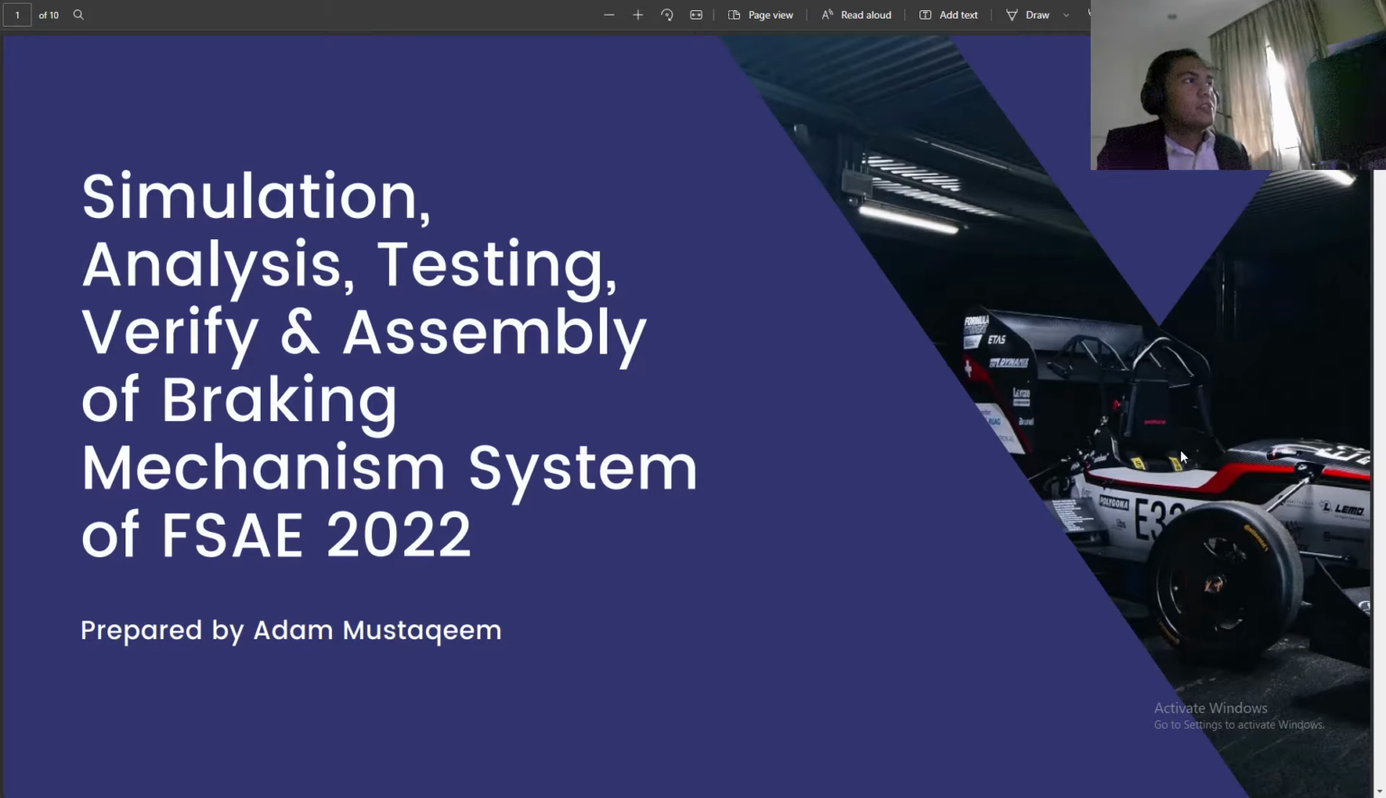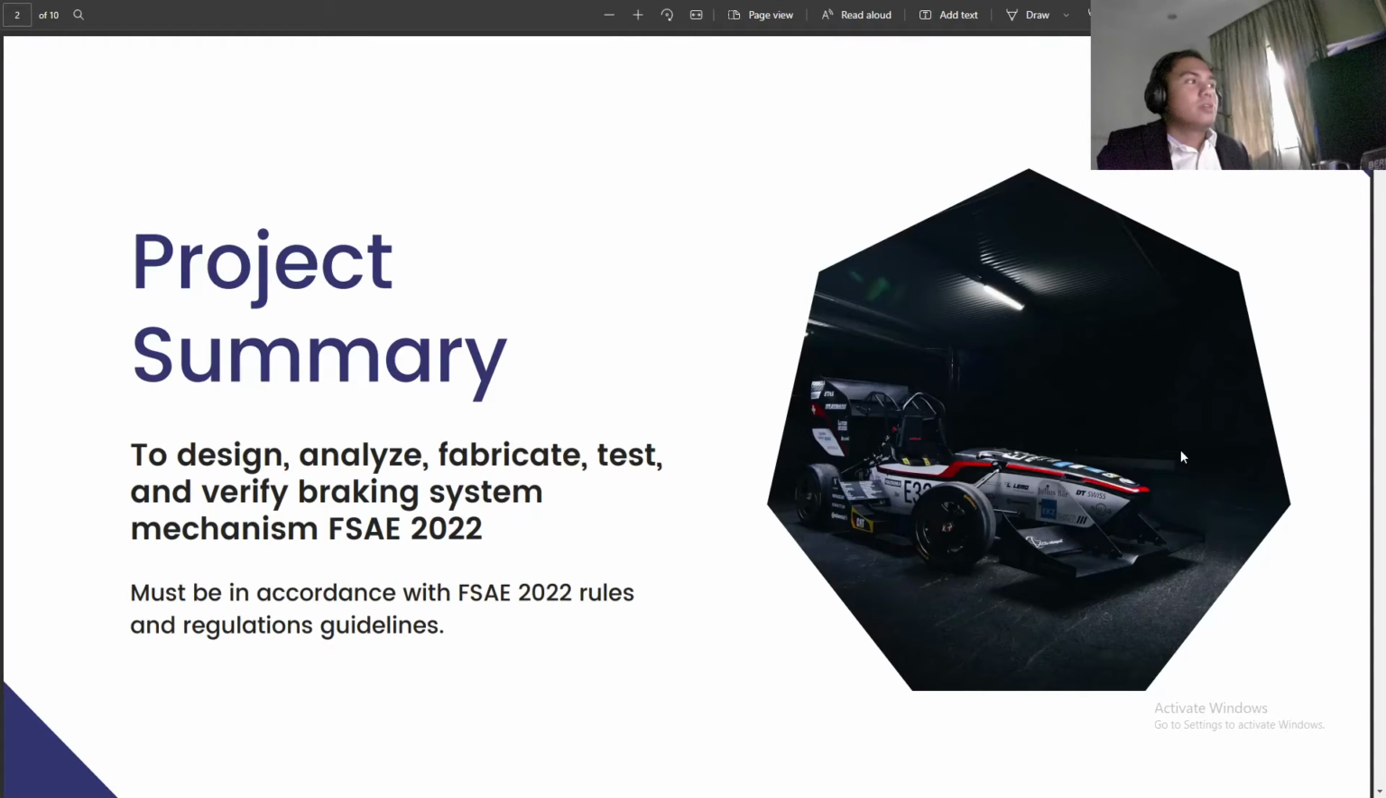So my presentation today will be about simulation, analysis, testing, verification, and assembly of the braking mechanism system of Formula SAE 2022. So this is the project summary for this FYP. This project requires the student to design, simulate, analyze, test, fabricate, and verify the braking system mechanism of Formula SAE 2022 for the UITM Motorsports team.